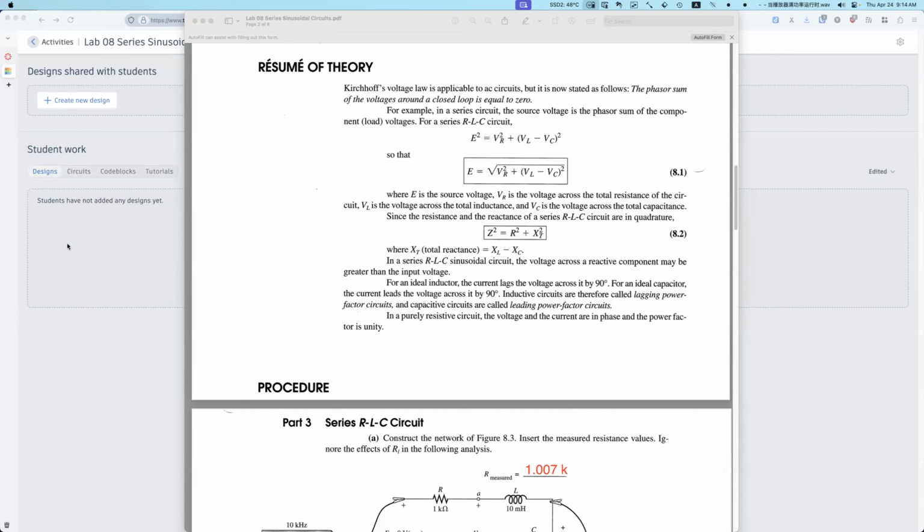Oh, and I forgot one thing. For XL, the reactance of the inductor, we know it equals 2 pi FL, where F is the frequency and L is the inductance. XC equals 1 over 2 pi FC, where C is the capacitance. You will use these equations in the lab.